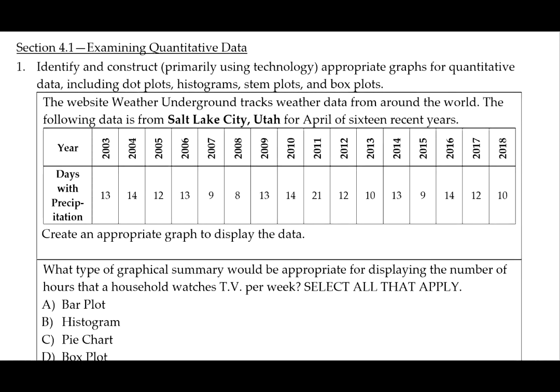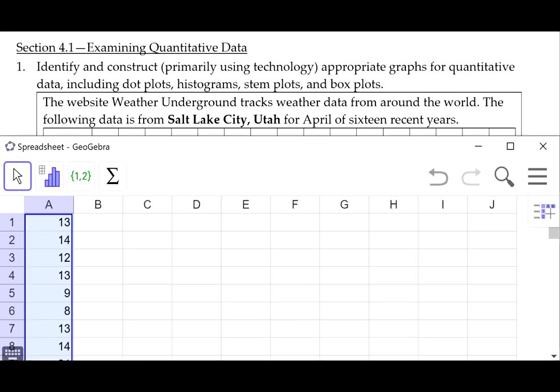The website Weather Underground tracks weather data from around the world. The following data is from Salt Lake City, Utah for April of 16 recent years. Create an appropriate graph to display the data. We're going to create these graphs using Geogebra.